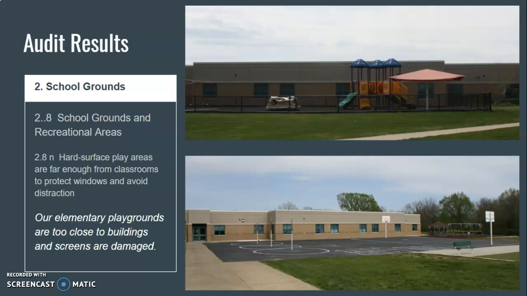The other place in school grounds and rec areas is our hard surface play areas. They're just too close, as you can tell by these pictures. They're right by the windows, and a lot of distractions. As elementary principal, we had a lot of distractions there. Teachers did a great job of pulling blinds and trying to. And we move kids away from the windows as far as we can because there's more playground area out there. But it is a mild concern.